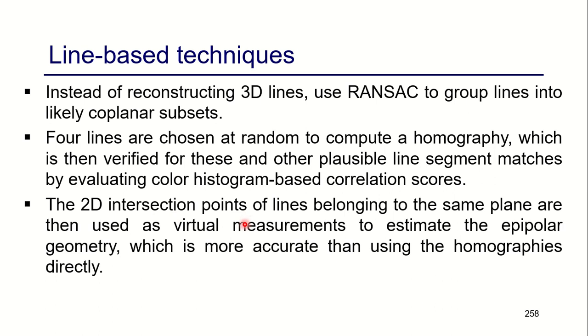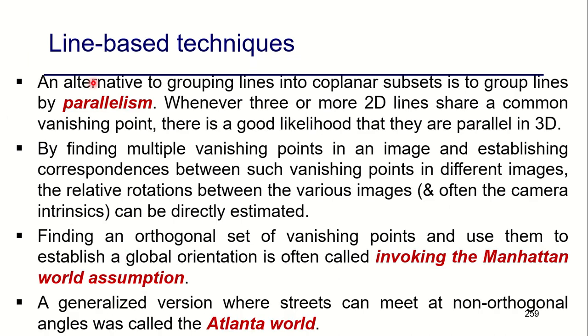The 2D intersection points of lines belonging to the same plane are then used as virtual measurements to estimate the epipolar geometry, which is more accurate than using the homographies directly. An alternative to grouping lines into coplanar subsets is to group lines by parallelism.